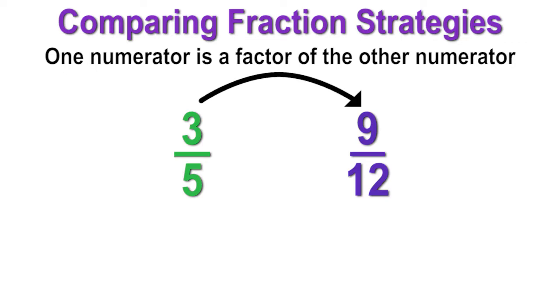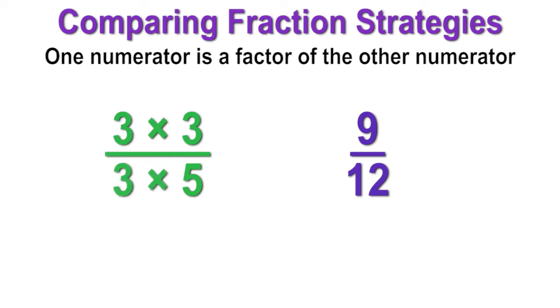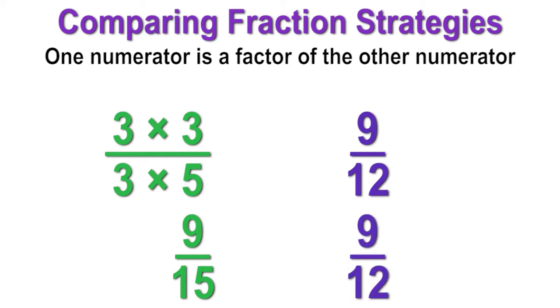We need to find an equivalent fraction for 3/5 with 9 as the numerator. So we think, what would we multiply the 3 in 3/5 by to get 9? 3 times 3 is 9, and we would need to multiply the denominator and the numerator by the same number. This would give us the equivalent fraction 9/15. Now we are comparing 9/15 and 9/12. We can compare these by reasoning that both fractions have 9 pieces, but 15ths would be smaller pieces than 12ths. So 9/15 is less than 9/12.